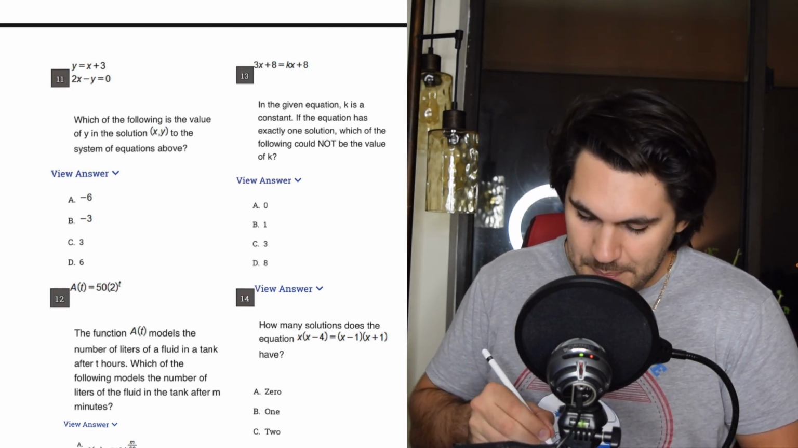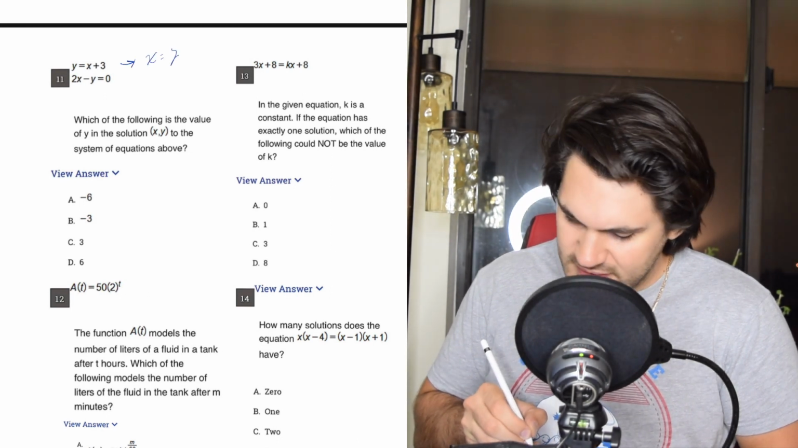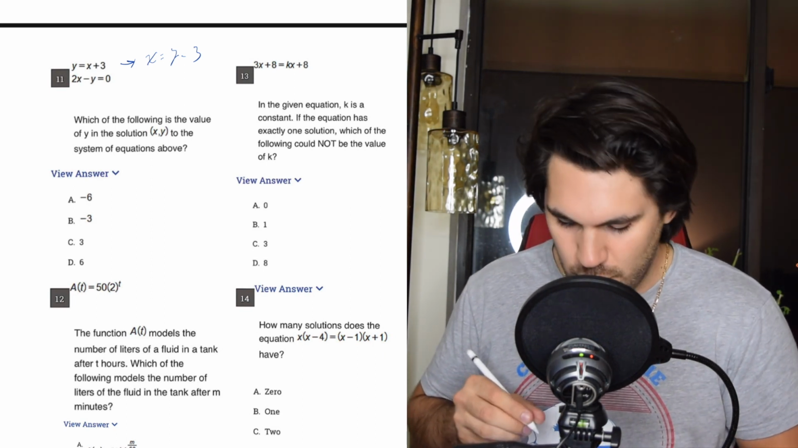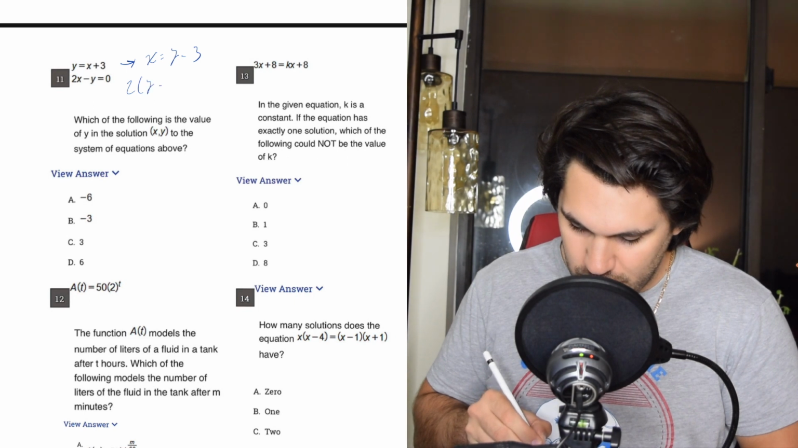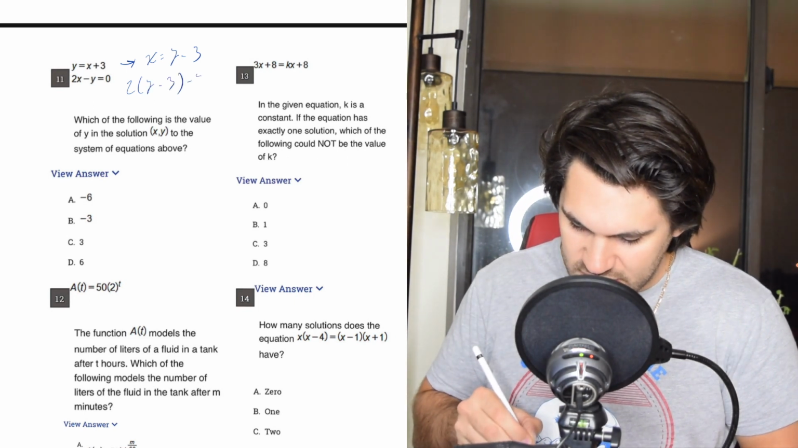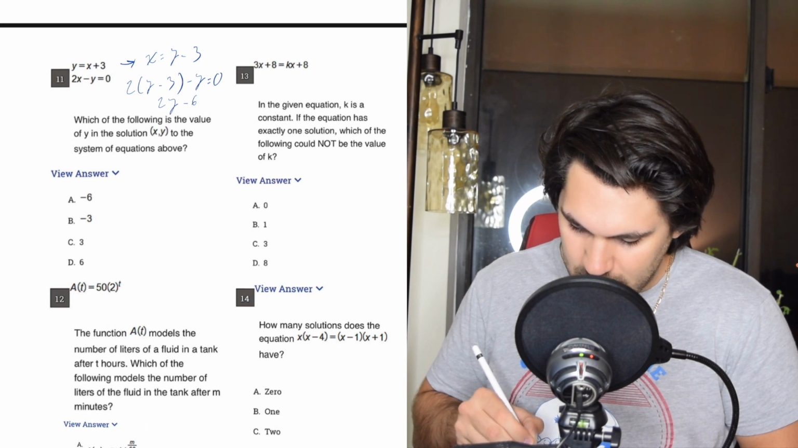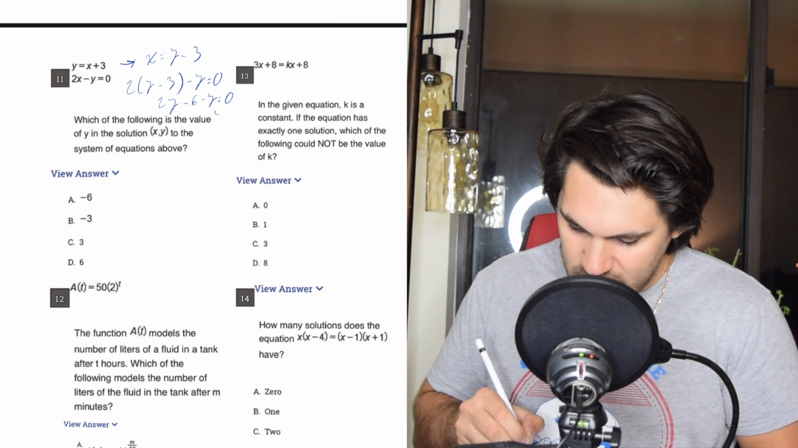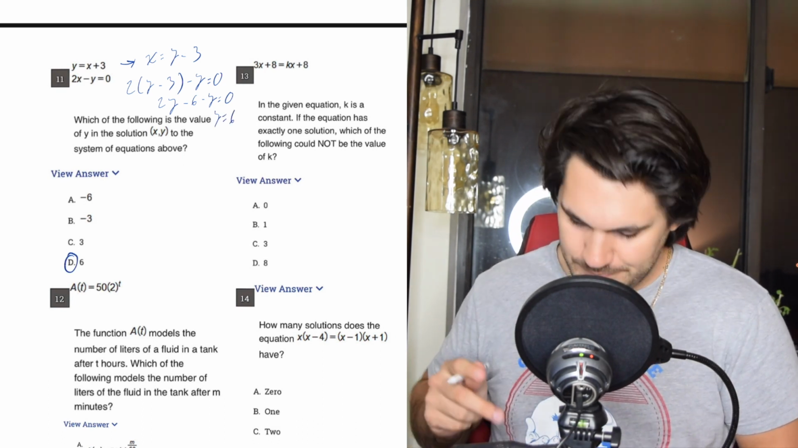So the top equation will become x equals y minus 3. So I'm going to plug in y minus 3 for x in the second equation. So 2 times y minus 3 minus y has to be equal to 0. 2y minus 6 minus y equals 0, which means that y equals 6. So the answer to 11 is D.